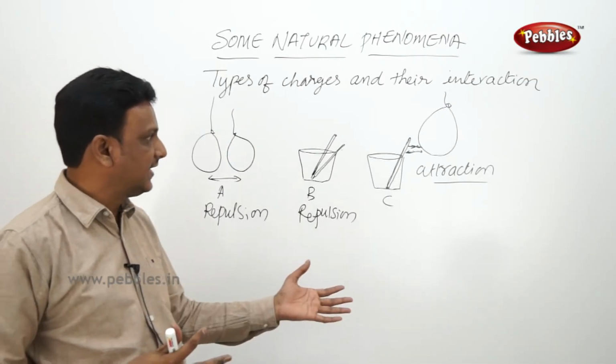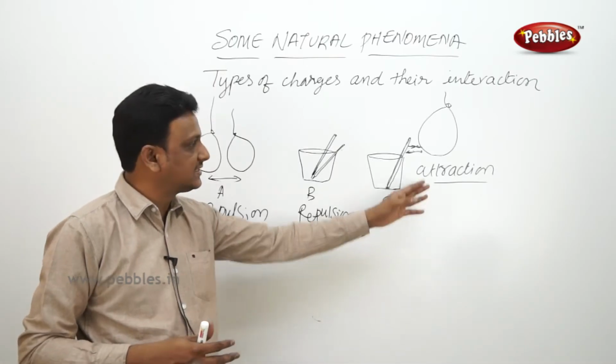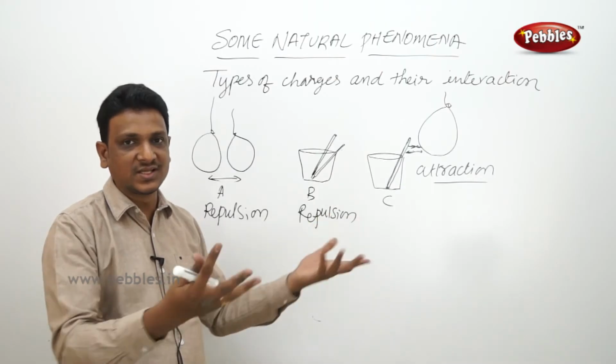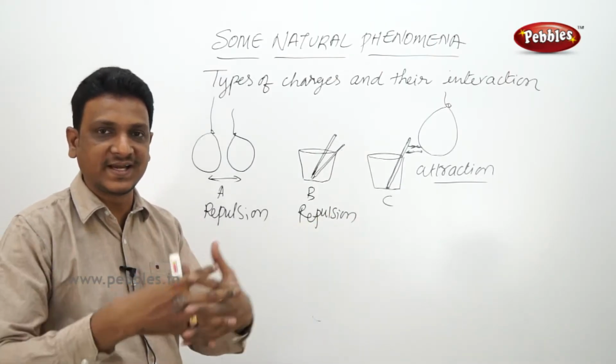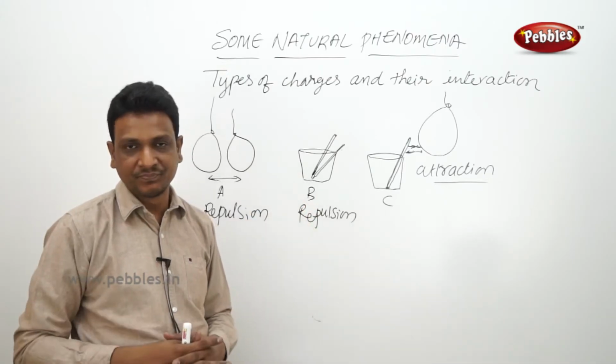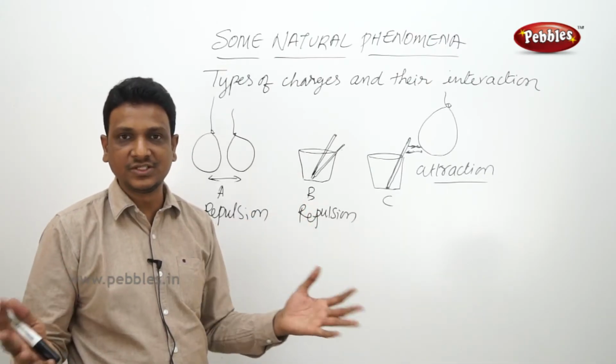So can you tell in which case there are opposite charges? In this case, because both are getting attracted. That means the charges are opposite to each other. That is the reason why they are getting attracted. In these two cases, the charges are similar. Similar charges repel. Repulsion takes place.